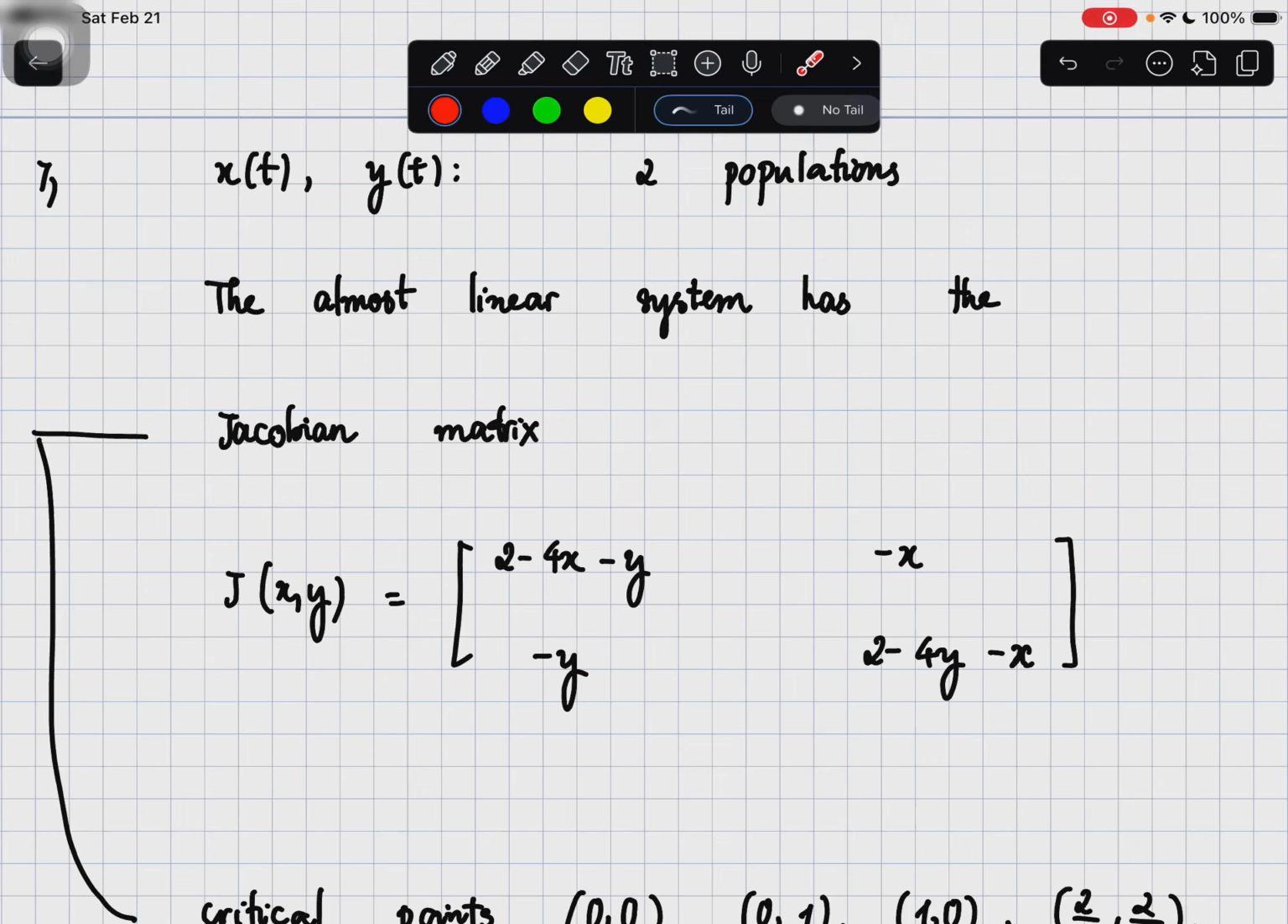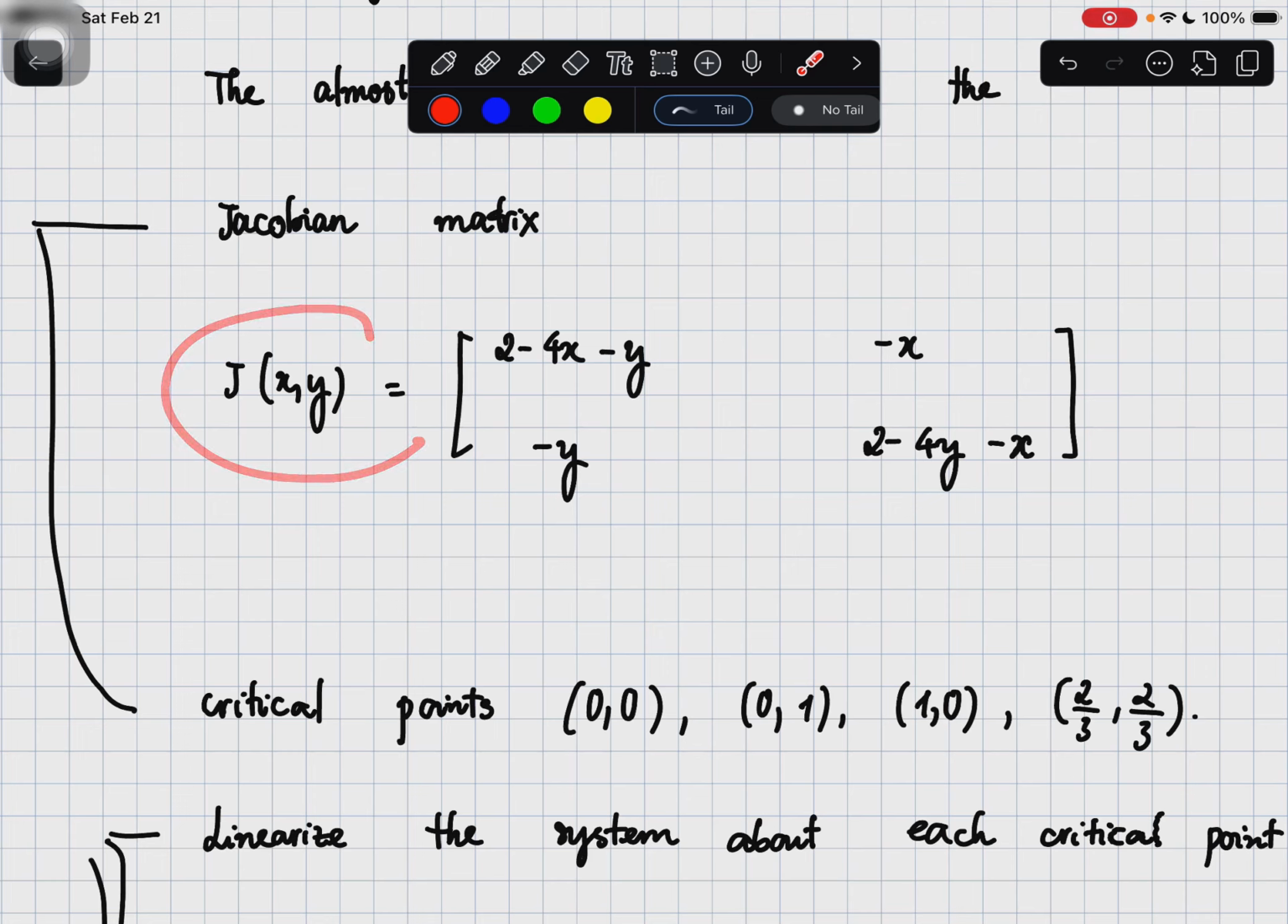Here we are given two populations, Xt and Yt. The almost linear system has the Jacobian matrix Jxy. So they gave us the Jacobian matrix. We don't even need to compute that. We don't know the exact system though.